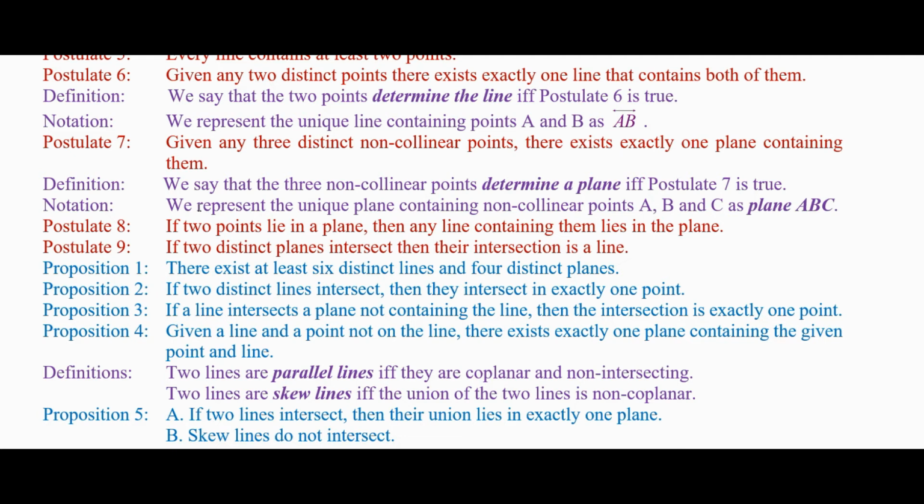2 lines are parallel lines if and only if they are coplanar and non-intersecting. 2 lines are skew lines if and only if the union of the 2 lines is non-coplanar. Proposition 5: if 2 lines intersect, their union lies in exactly one plane, and skew lines do not intersect. So that's our list of postulates, propositions, and definitions that we have thus far.